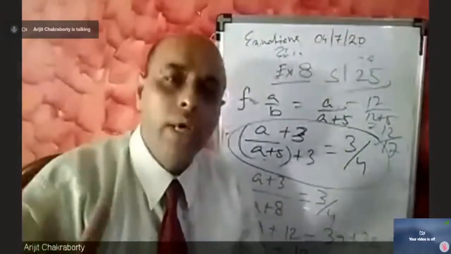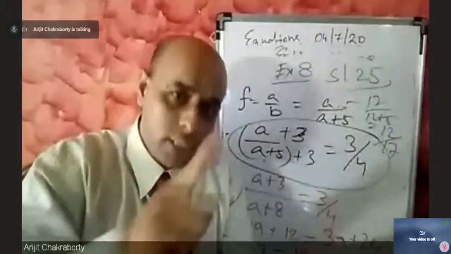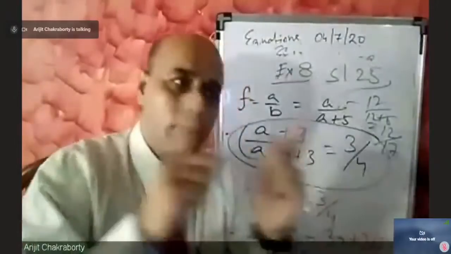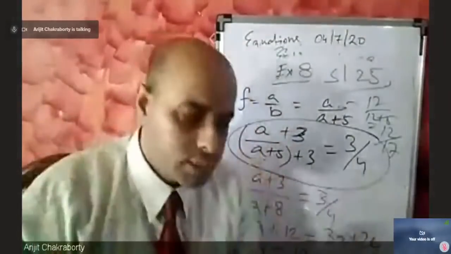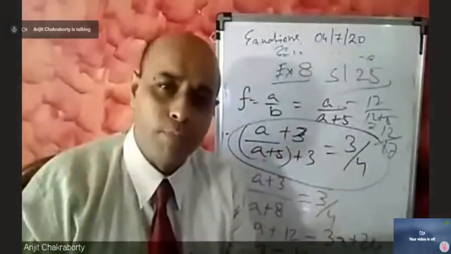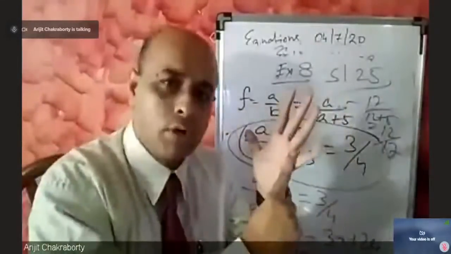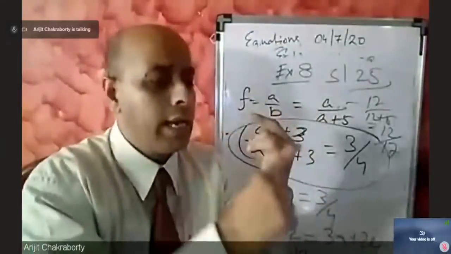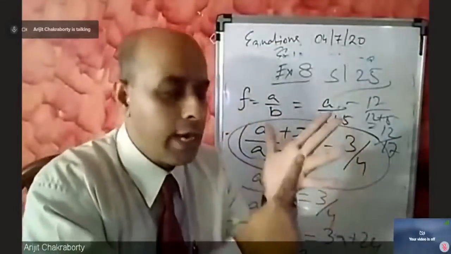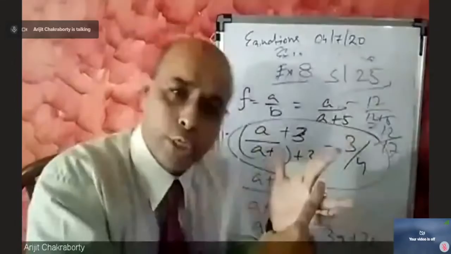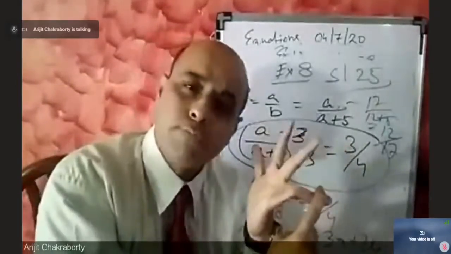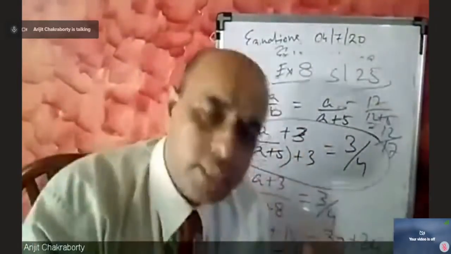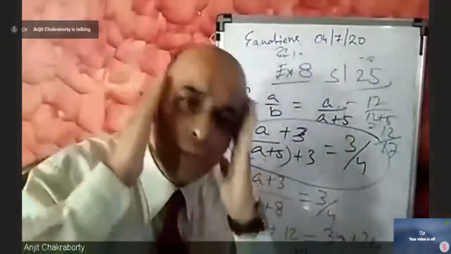Similarly, (a minus b) whole cube: a cube minus 3a square b plus 3ab square minus b cube. These formulas: (a plus b) whole square, (a minus b) whole square, a square minus b square, (a plus b) whole cube, (a minus b) whole cube, a cube plus b cube, a cube minus b cube. At least these 7 formulas, please keep in mind.